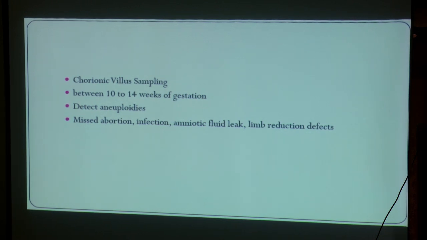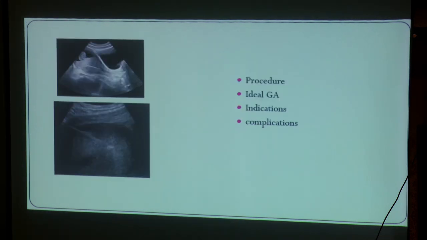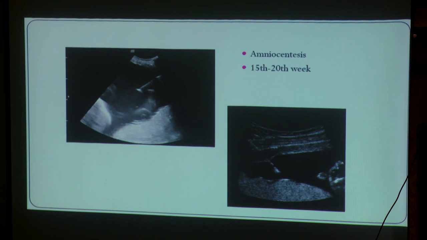CVS is performed between 10 to 14 weeks, that is, early weeks. When it crosses 15 weeks, the recommended procedure is amniocentesis. When we detect any anomaly during the anomaly scan, next we have to perform amniocentesis to rule out the aneuploidies. Here the amniotic fluid is taken for analysis. In CVS, we take a sample of the placenta. In amniocentesis, we take the amniotic fluid.